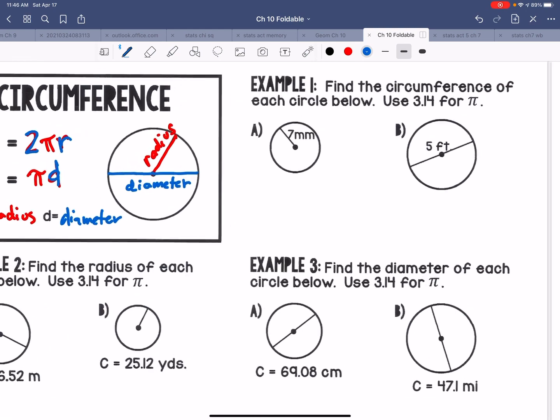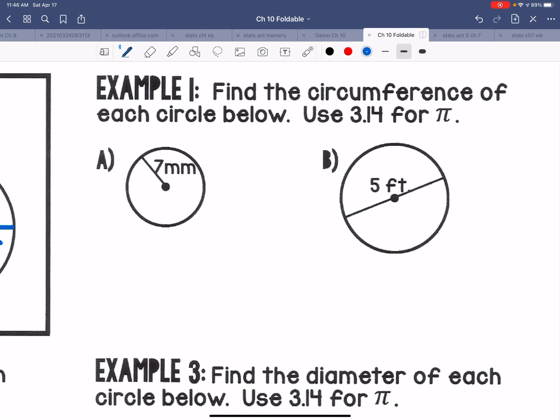Nice. Okay, so example 1, it says find the circumference. So the circumference is pi times the diameter. So this is 7, so all the way across would be 2 7s. So the diameter would be 14. So the circumference is pi times 14.